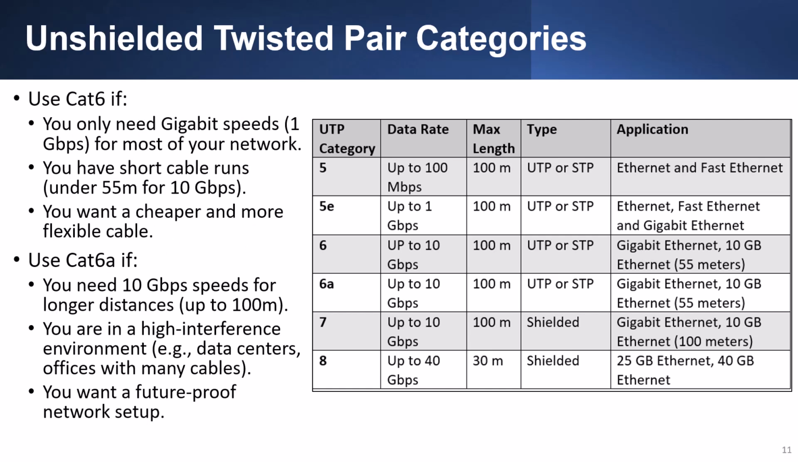Use Cat6 if you only need gigabit speeds for most of your network, you have short cable runs under 55 meters for 10 gigabits per second, or you want a cheaper and more flexible cable.